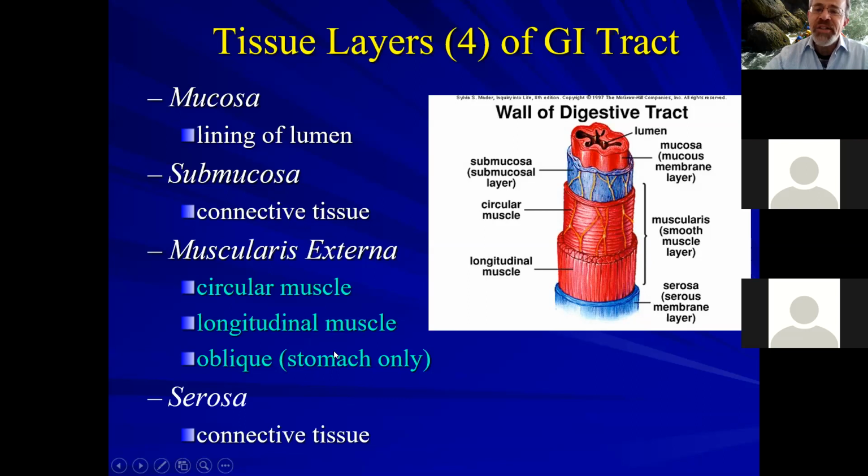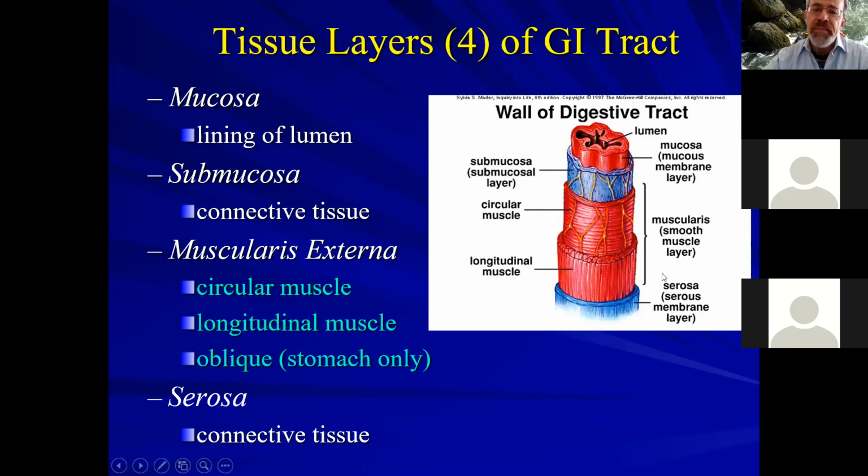The stomach actually has a 3rd layer that is not shown here, called the oblique layer. And that makes sense because the stomach, more than any other organ, is where most of the motility occurs. A lot of mixing, a lot of mechanical movement to help to break up food.